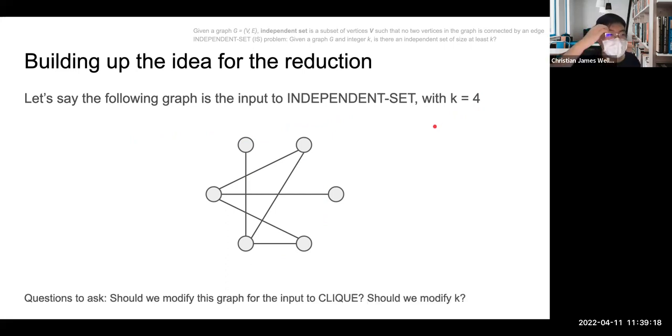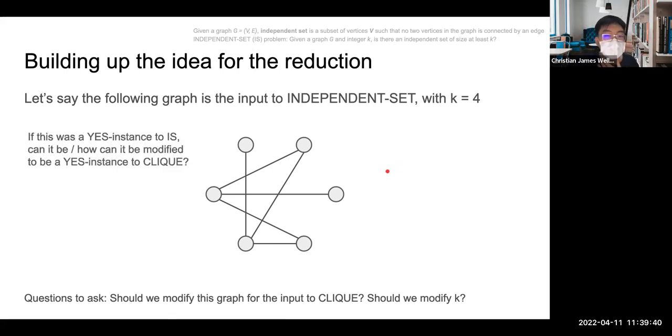So last time when we came out with this tutorial question, I tried doing it myself. So what you see today is really my thought processes. The first thing I asked myself is, should I modify this graph to be the input for the CLIQUE, or can I give it as is? Or maybe should we modify K? Instead of 4 in the CLIQUE problem, do I give it 5 or does it stay as 4? That's my thought process.